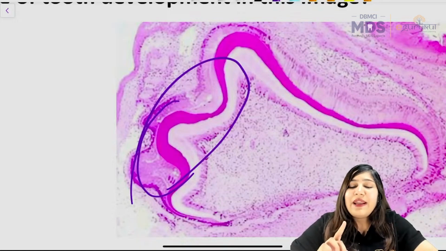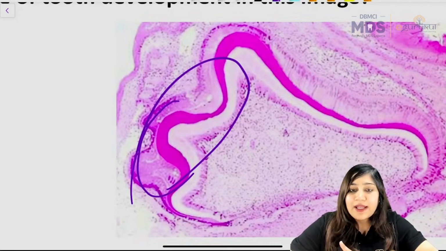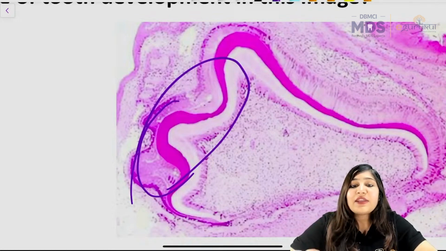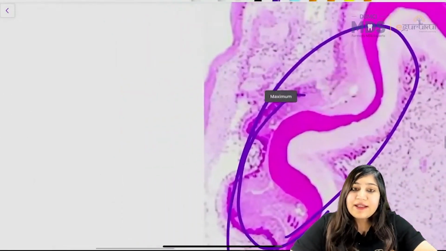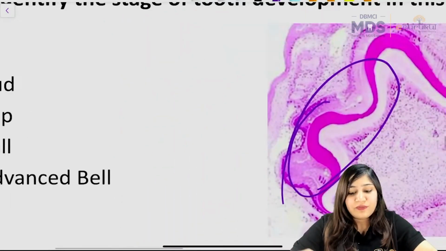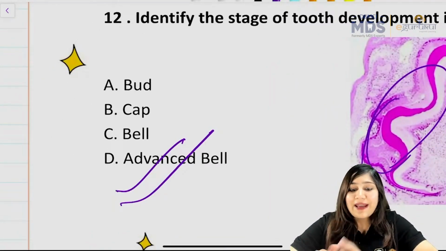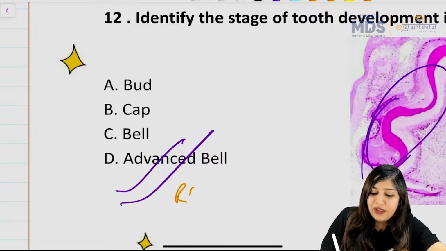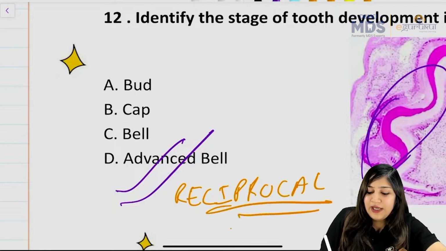Always remember, whenever you see a formation of hard tissue, it is basically an advanced bell stage, because we cannot see a formation of hard tissue in bud stage, cap stage or early bell stage. Only in advanced bell stage can we appreciate the formation of hard tissues. Here we can easily appreciate the formation of hard tissue. So it is advanced bell stage. As in advanced bell stage, we have what? Reciprocal induction.